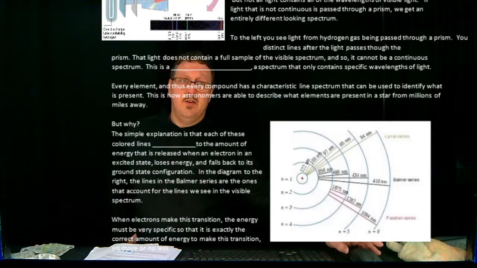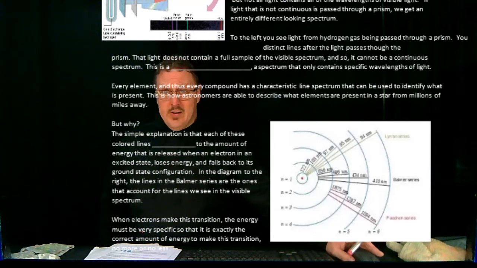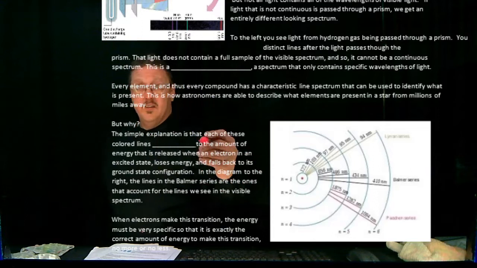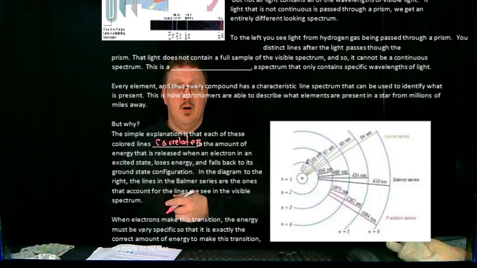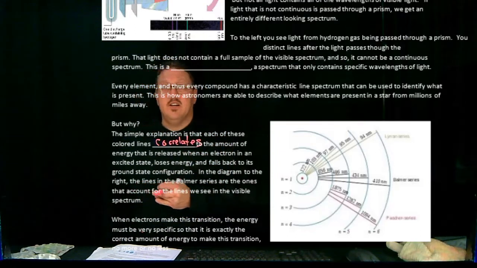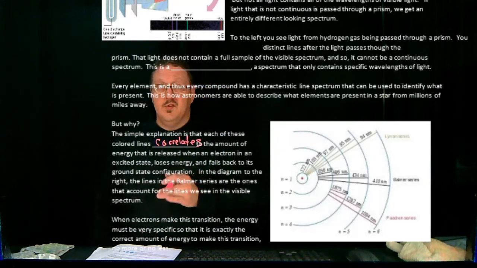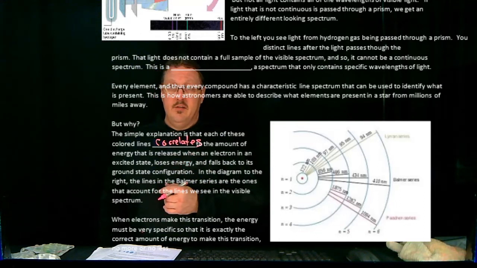Now, the question that you have to ask is why? The simple explanation is that each of these colored lines correlates to an amount of energy that is released when an electron in an excited state loses energy and falls back to its ground state configuration.